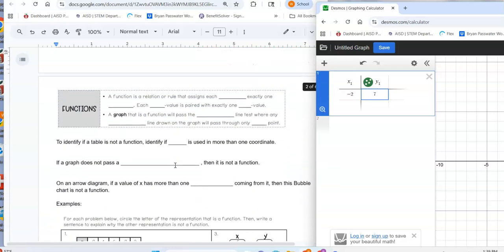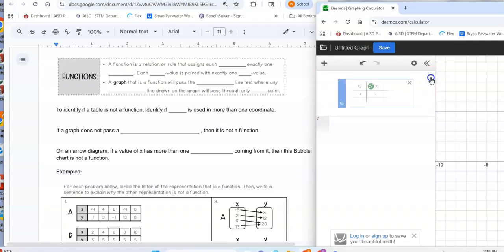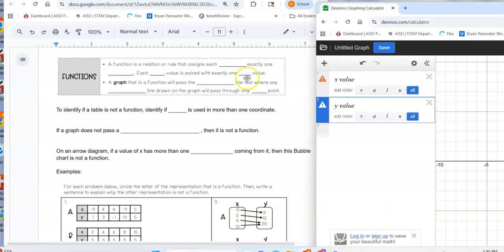Okay, so the reason why that's the warm-up is because this is all about y's and x's. This is what functions are about. It's about the relationship between y and x. So a function is a relation or rule that assigns each x value exactly one y value. So this should say x value, that should say y value.